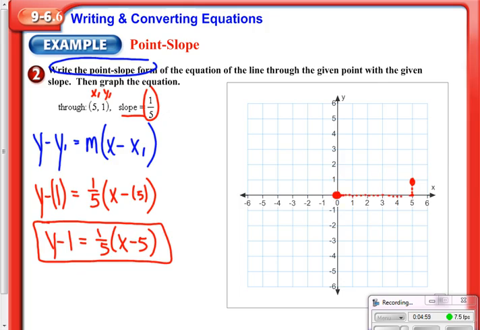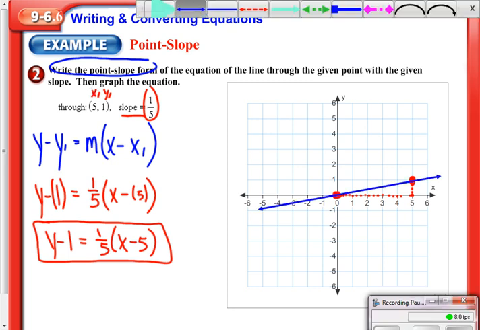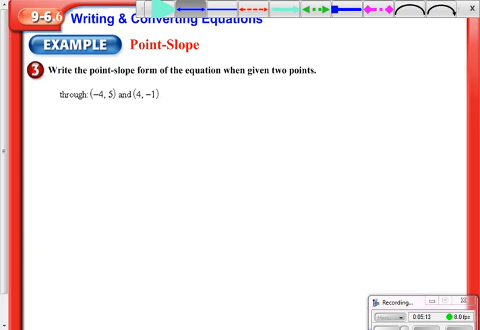Now I have my 2 points, and that line is still increasing, so use this straight edge to go through those 2 points. And there it is, graphed, given a point and slope, point-slope form. Example 3, same scenario, write it in point-slope form.